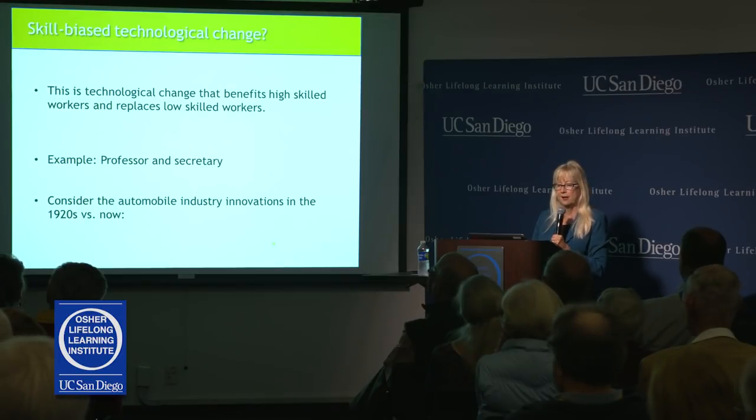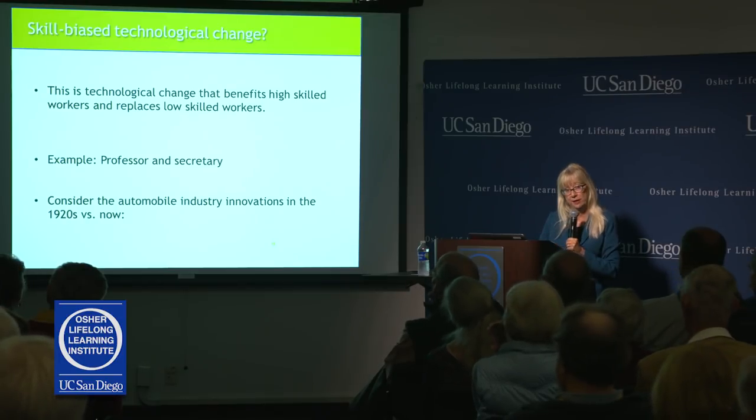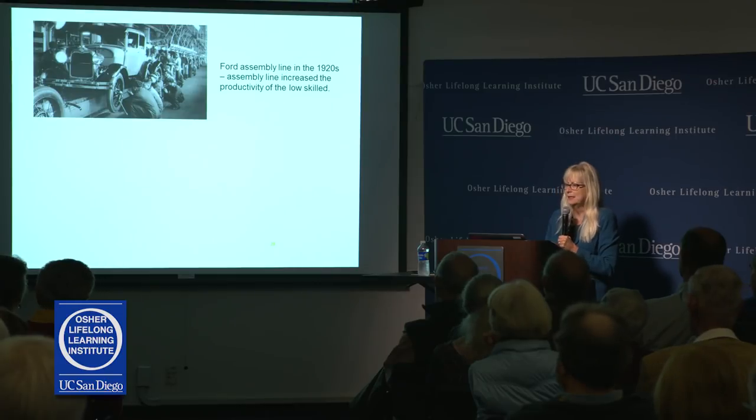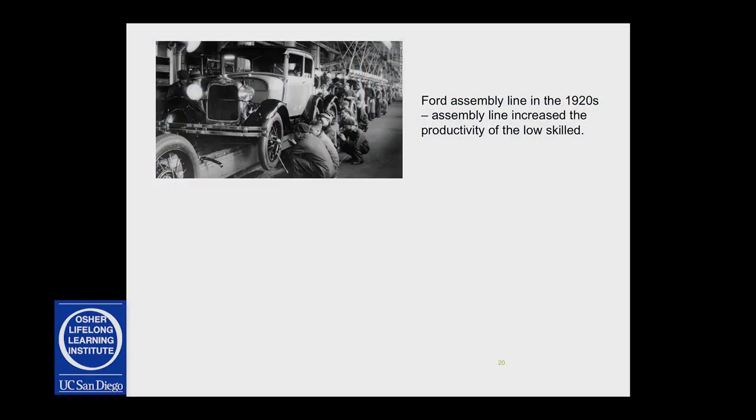Here's another one. Consider the automobile industry innovations in the 1920s versus now. So here's a Ford assembly line in the 1920s. This technological innovation really increased the productivity of the less skilled, okay? By just reorganizing activities and figuring out this idea of the assembly line, you could take low-skilled workers and make them really productive, because each one was specializing in one place on the assembly line, just putting on, say, this kind of axle or this windshield or something like that.